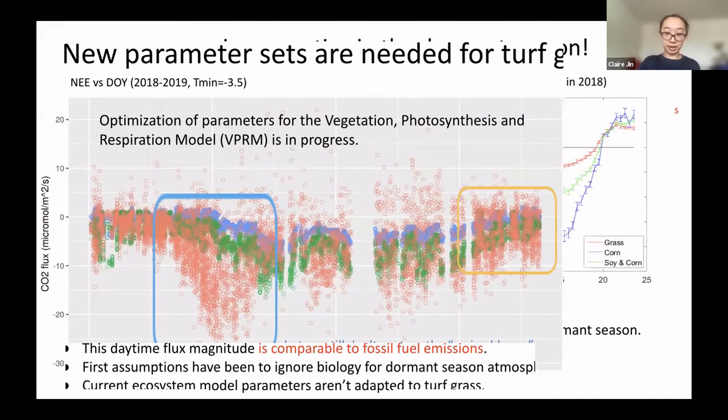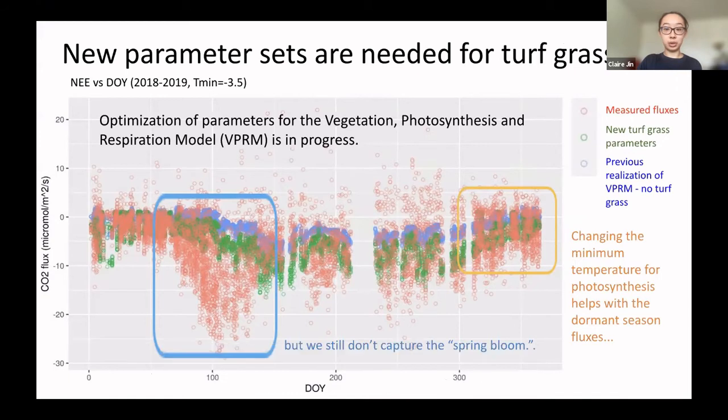In order to do this, we needed to choose the biological flux model parameters in a data-driven way. So, using the VPRM model structure, we optimized the parameters to best fit the flux tower data collected at the 3 turf grass sites I talked about before. Here we show the measured daytime fluxes in the red or pink color, the model with the new parameters for turf grass in green, and a model for grasses which are not turf grass in blue.